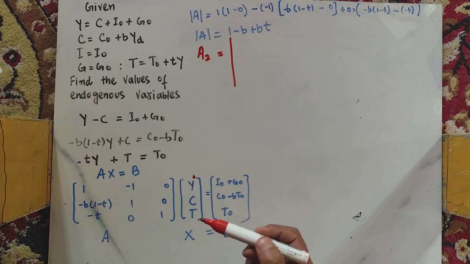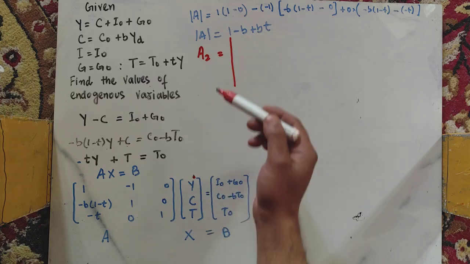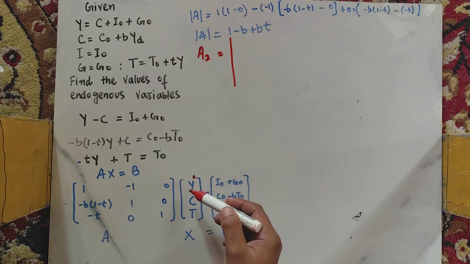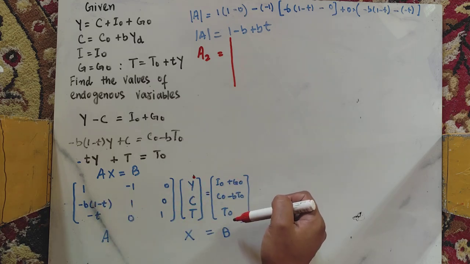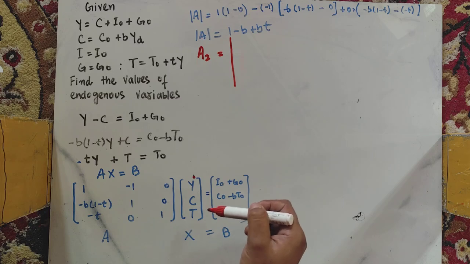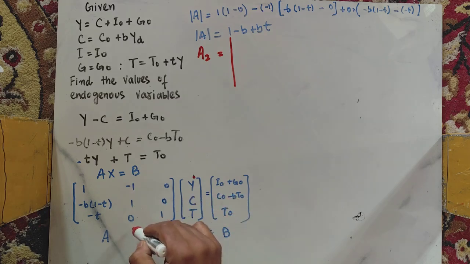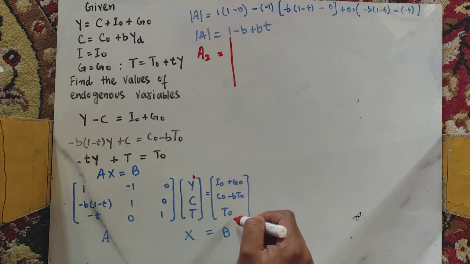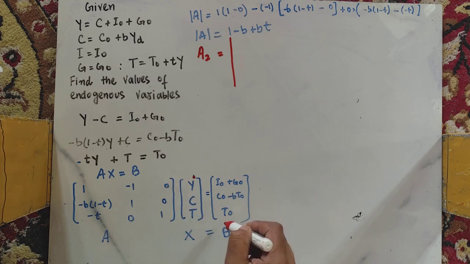Okay, let me repeat it here. To find out the value of y, we form a new matrix in such a way that we replace the first column of the coefficient matrix with the vector of constant terms. Likewise, when we need to find out the value of c, what will we do? We will replace the second column of the coefficient matrix with the vector of constant terms. Likewise, if we want to find out the value of t, we will replace the third column of the coefficient matrix with the vector of constant terms.